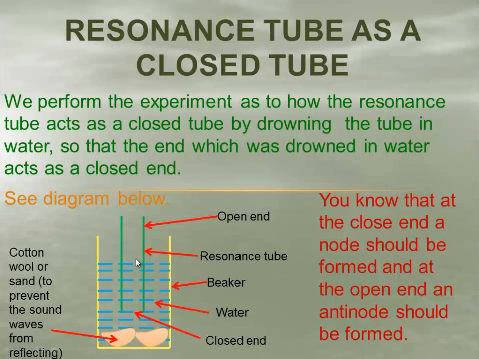So what you do is that you listen using your ear. When you listen, if these waves are reflecting back, you will not get the required value for the wavelength, and hence you cannot calculate the accurate speed of sound in air and the other quantities that we are measuring here. So what you do to prevent these reflections is that you put some cotton wool or sand here.